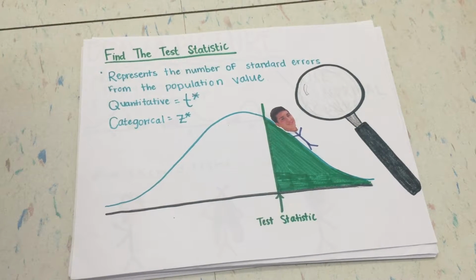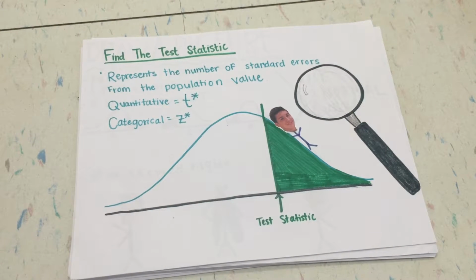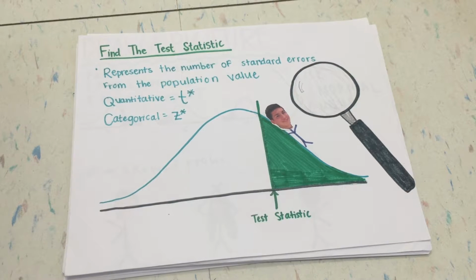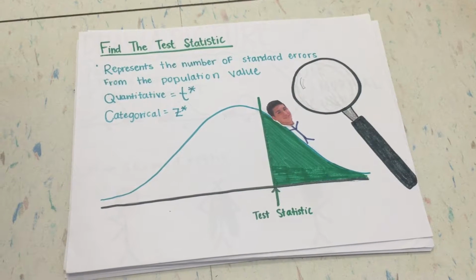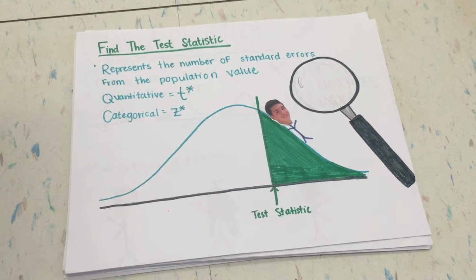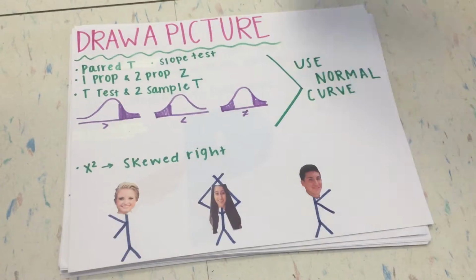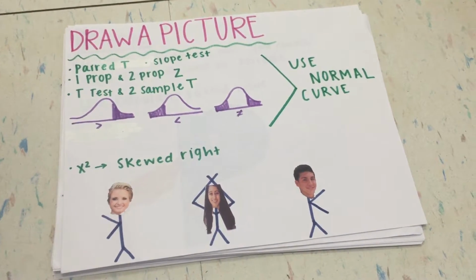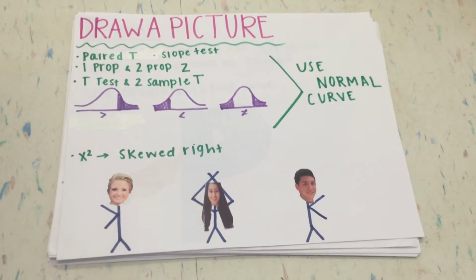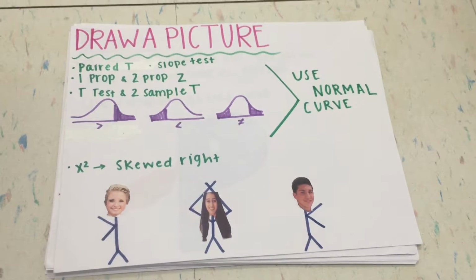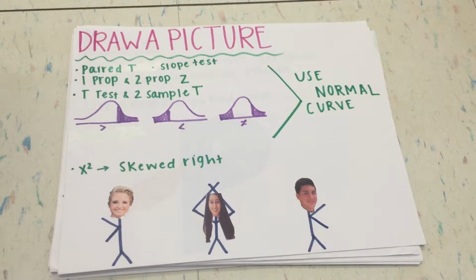Next, we find the test statistic, which represents the number of standard errors from the population value. Depending on whether the problem is numerical or descriptive, we use Z or T. To find this value, we use our calculator. After this, we draw a picture. All tests except for chi-squared should have a picture of the normal curve. Depending on the alternate hypothesis, we shade accordingly.